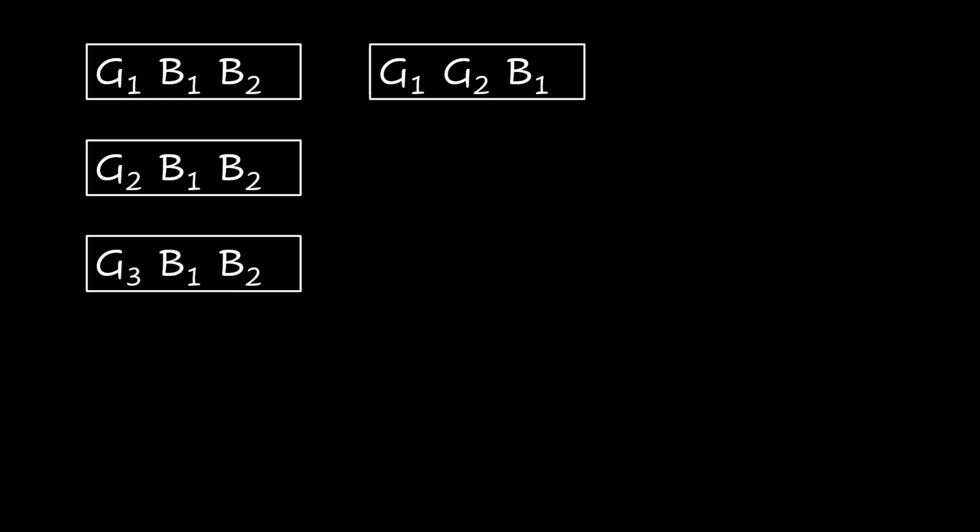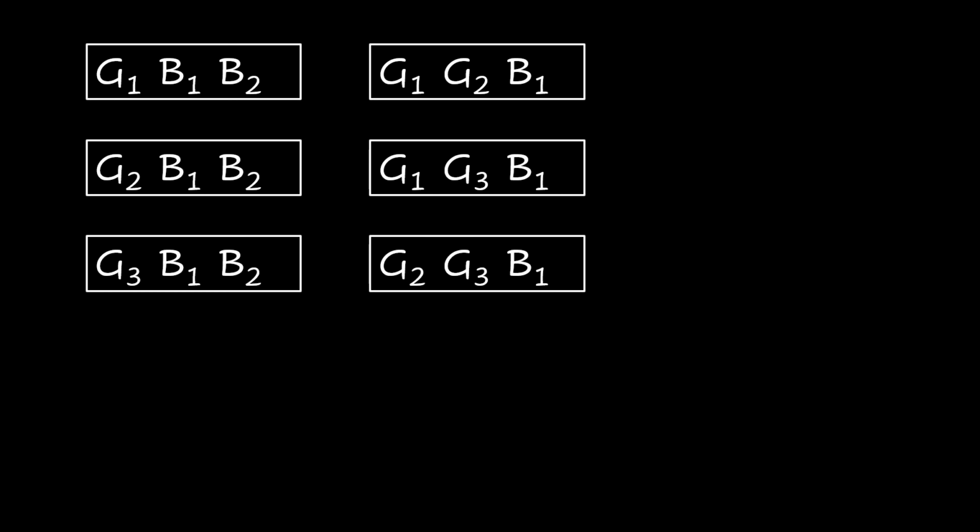I can also have two girls. I have G1, G2, and then B1. I can also have two girls, but composed of G1 and G3, and the boy is still B1. I can also have G2, G3, and then B1.